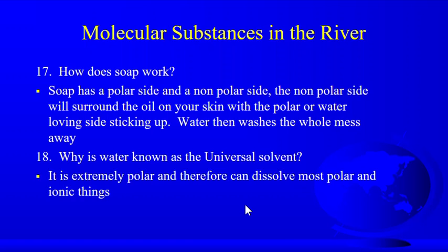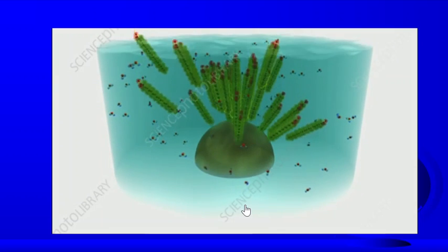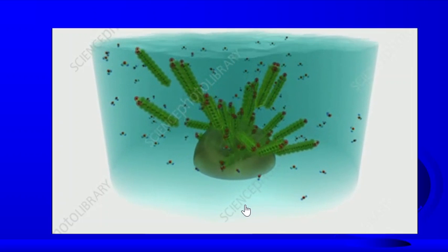So what should we do? Let me show you a video. So here is a drop of oil that is on his skin. Well, you can't see it yet. There it is, a drop of oil. Notice the big wormy looking things? That is soap. It has two sides. The green is nonpolar. The red tips here, that's polar. Remember, soap is polar and nonpolar. Notice what the green is doing. It's sticking to the oil droplet on his skin.